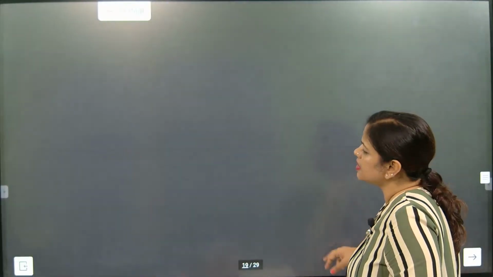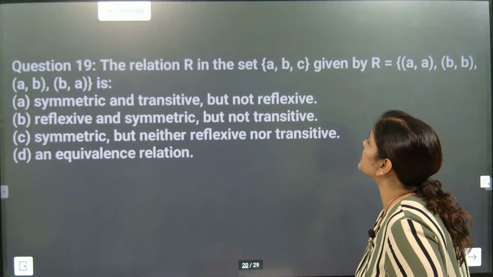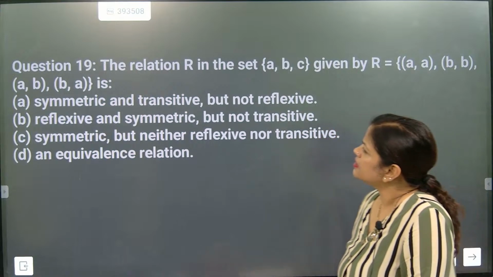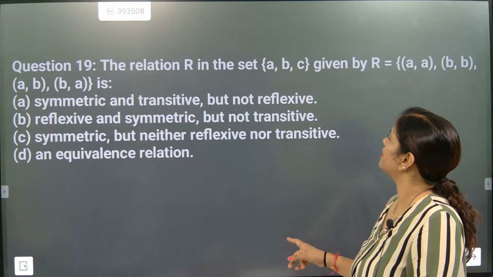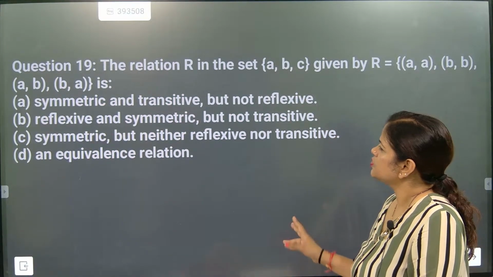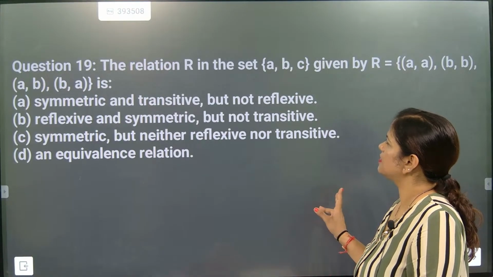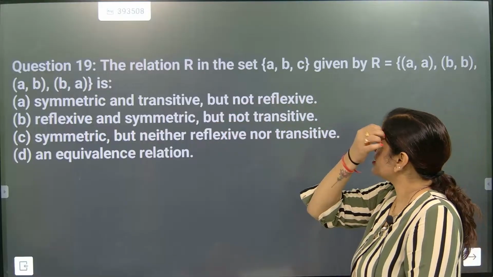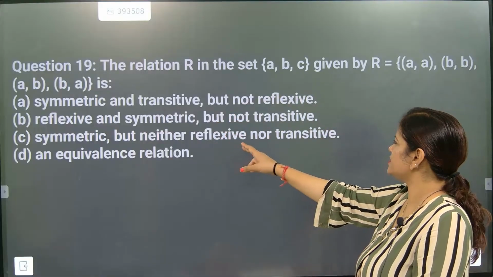We crossed how many questions, boss? 18 questions. Now we are going for the 19th question. The relation on the set is given: (a,a), (b,b), (a,b), (b,a). (a,a), (b,b) is there. (c,c) is missing. So it is not reflexive. (a,a), (b,b), (a,b), (b,a). It is symmetric but neither reflexive nor transitive.